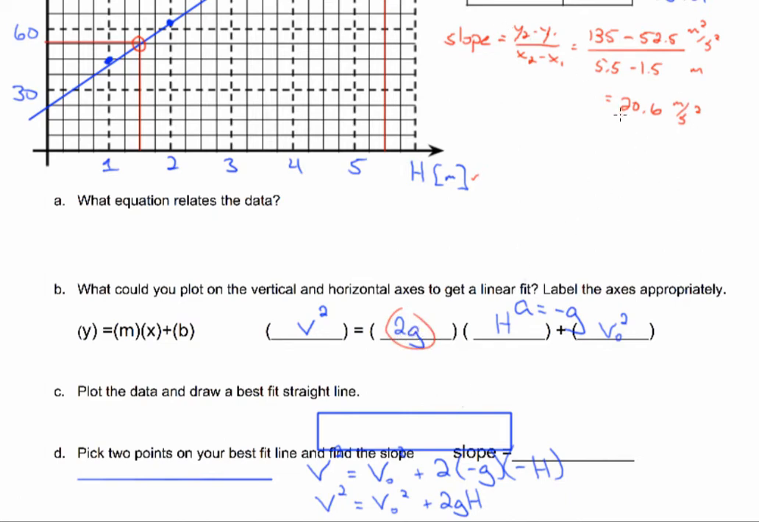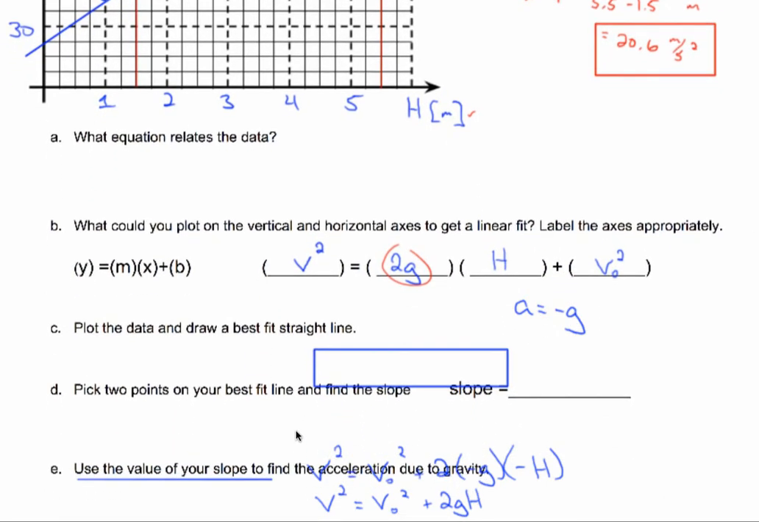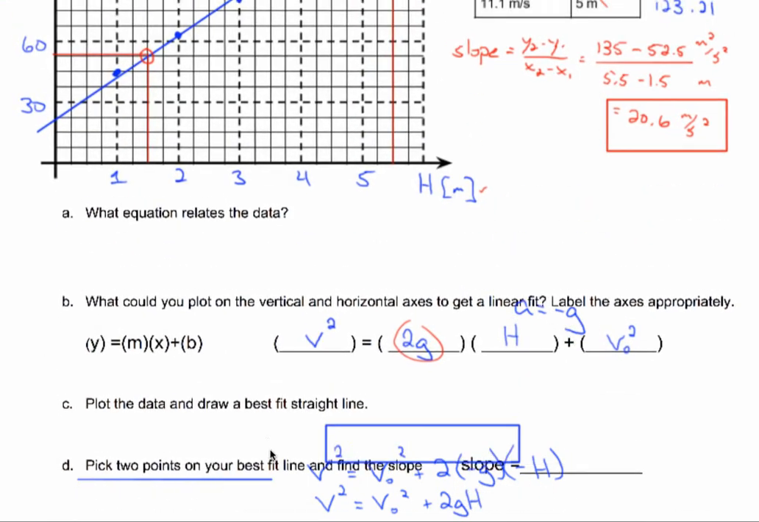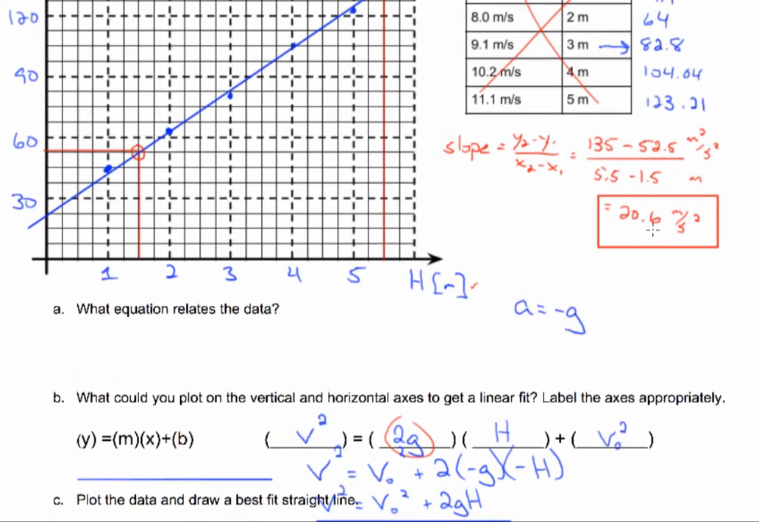So my slope is equal to this number here. This 20.6, that's what my slope is equal to. What do I do with it? Well, now that I know that, I can come down here and use the value of the slope to find the acceleration due to gravity. So this is not the acceleration due to gravity. Remember, our slope is 2 times g. So at this point, you simply say that this is your slope. This is the number for my slope. That is m.